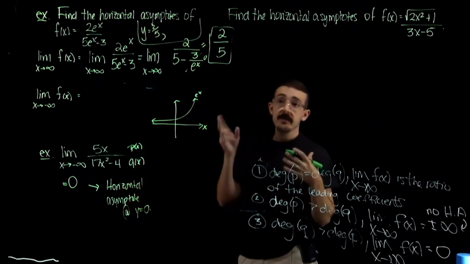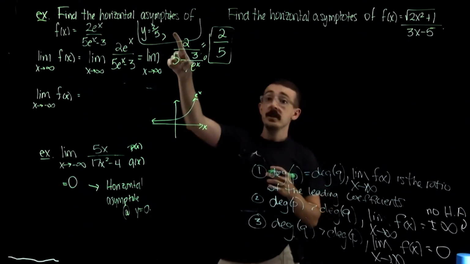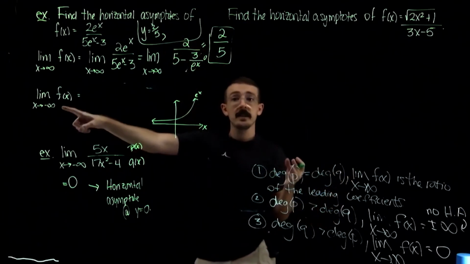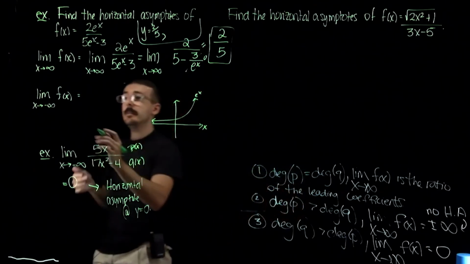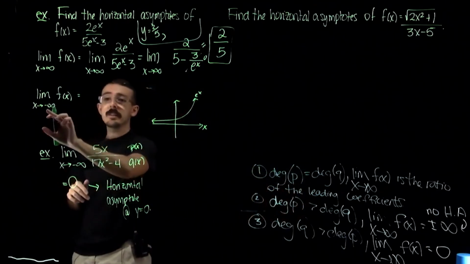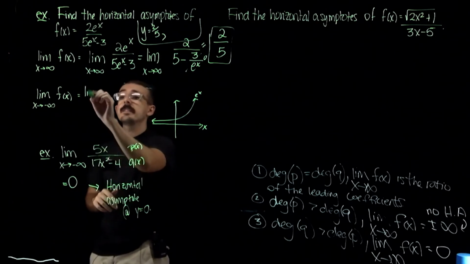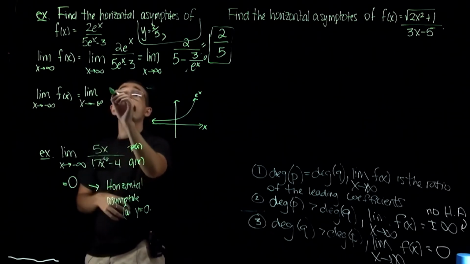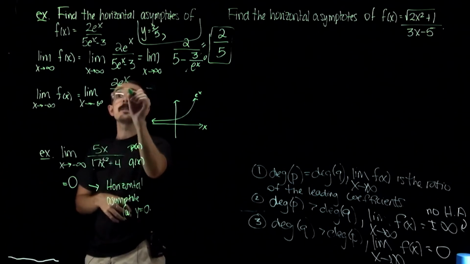At most, a graph can have 2 horizontal asymptotes. So potentially, I have another one that I'm looking for. And where is it going to come from? It'll be this calculation right here. So we'll take the limit as x goes to negative infinity of f of x. That's the limit as x goes to negative infinity of 2e to the x over 5e to the x minus 3.